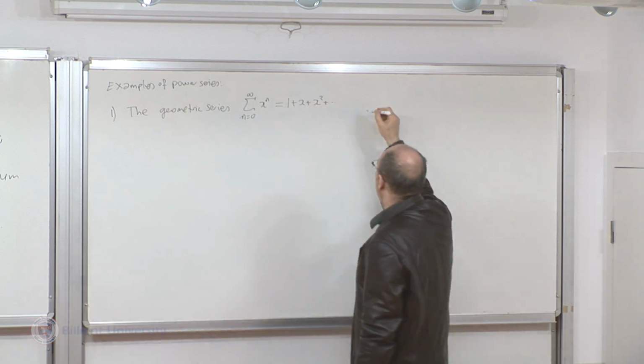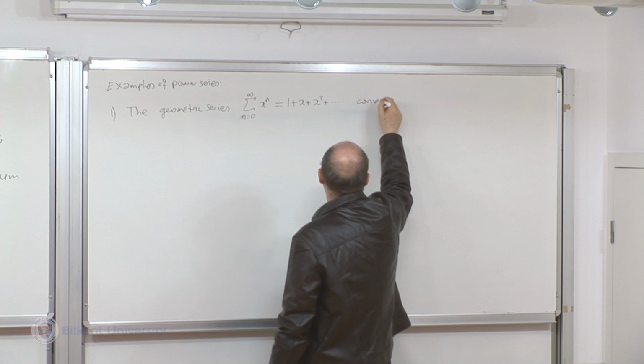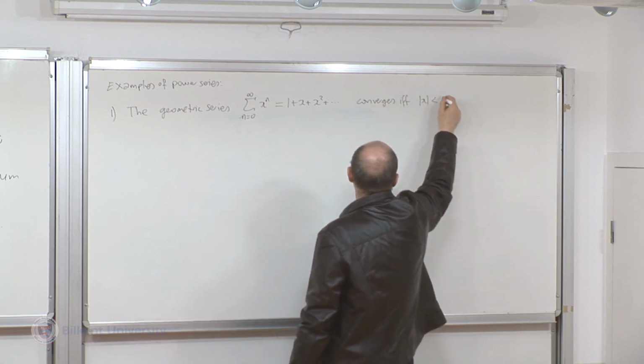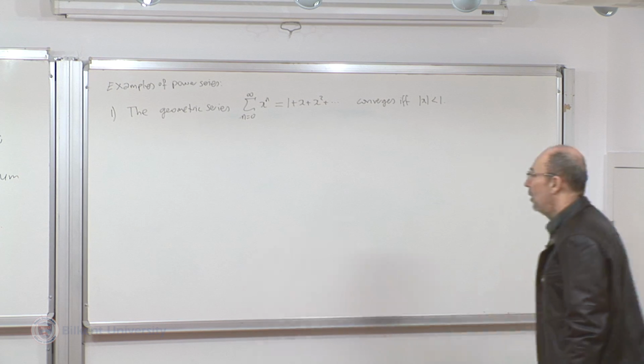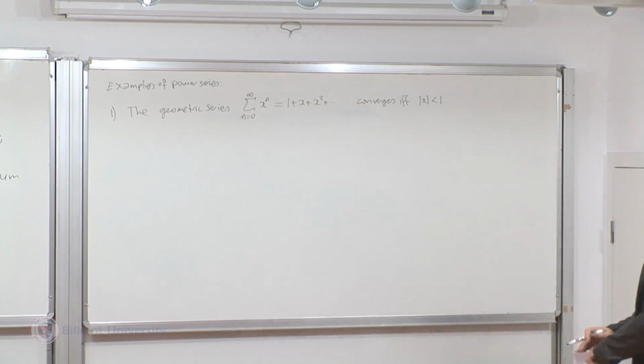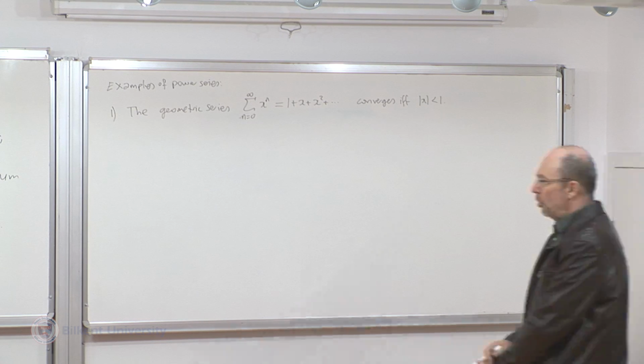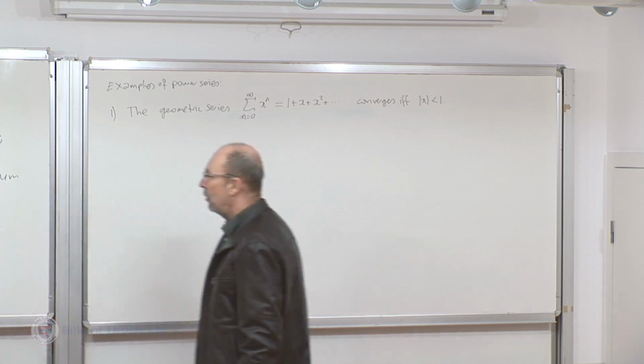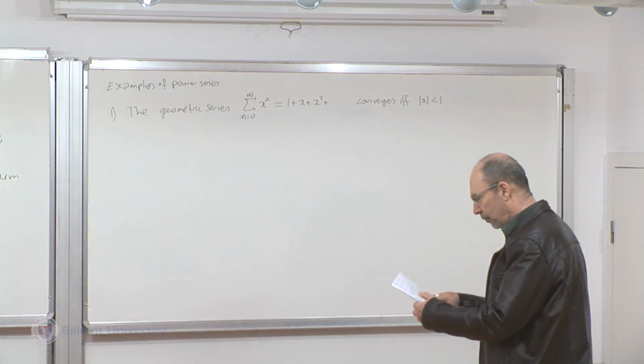So this converges if and only if the absolute value of x is strictly less than 1. This is a power series centered at the origin. All the coefficients, all the Cn's, are equal to 1. And we totally understand the answer to this question: for which values of x this converges.